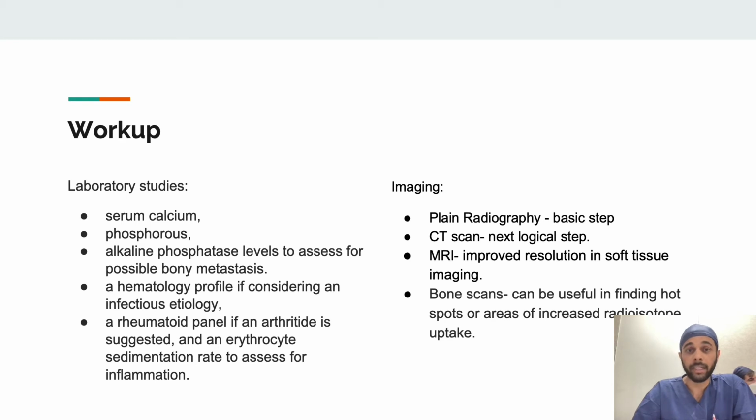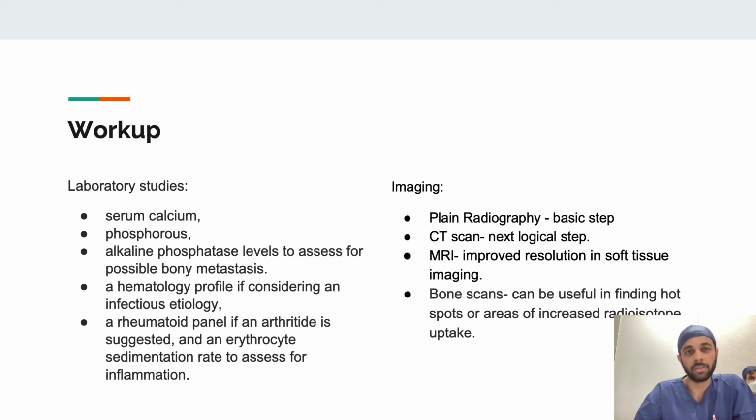If you're suspecting that it might be infectious, then definitely you want to get a hematology profile, CRP, ESR, a full blood count and a hemoglobin level. And if you're suspecting it to be arthritic, then a rheumatology panel and definitely an ESR to assess the state of inflammation. So once you have this laboratory profile with you, now you probably would like to get some imaging.